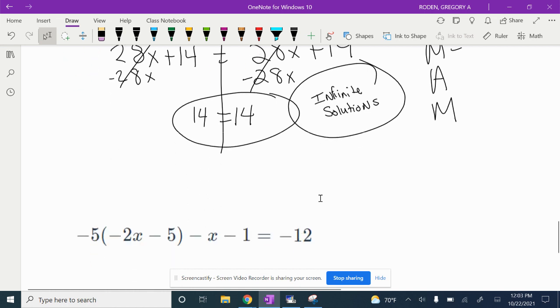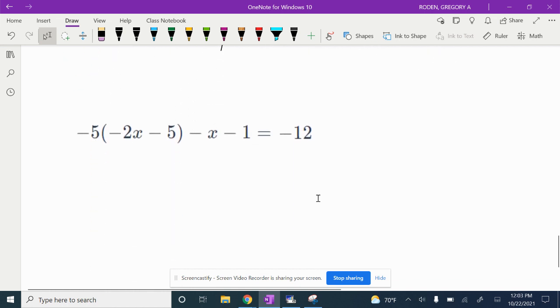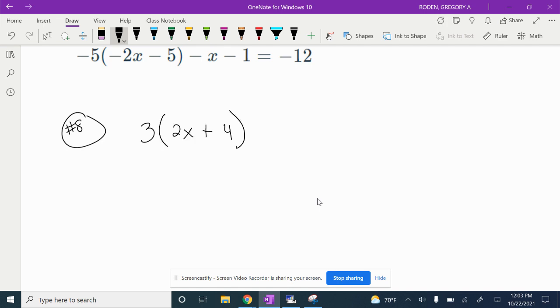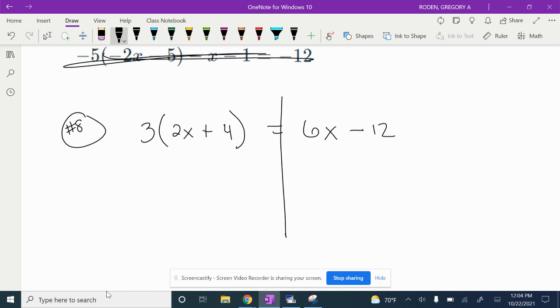All right, let's look at number 8. All right, so number 8, I'm going to give you a better one for number 8. Let's say we had something like this: 3 times 2x plus 4 equals 6x minus 4. Okay, let's say we had something that looks like this. We'll say 6x minus, let's do this, 12. Just change that up. Okay, so go ahead and do number 8 here. Don't worry about this one up here. And we're going to go ahead and do number 8 and see what we get.